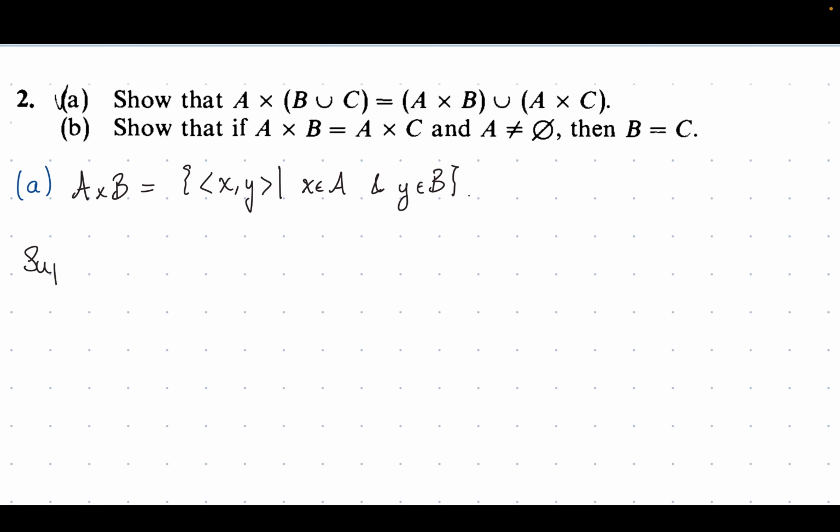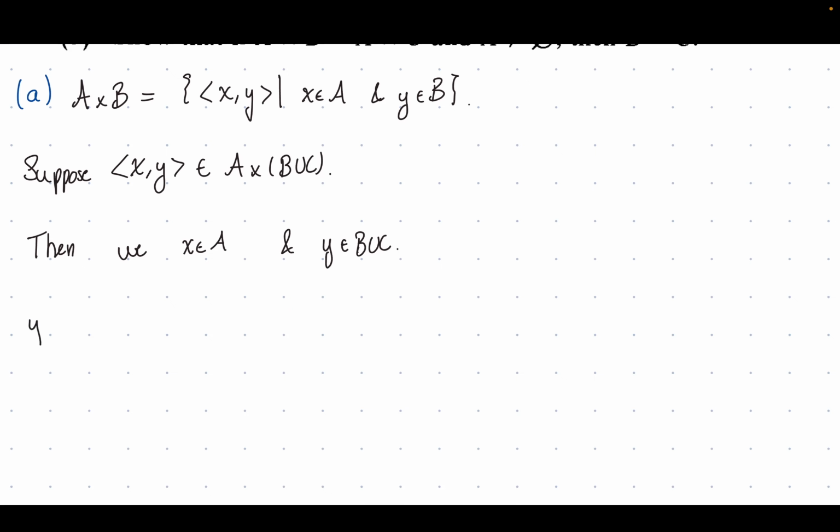So let's suppose that (x, y) is in A cross (B union C). Then by definition we have that x is in A and y is in B union C. Y is in B union C means that y is in B or y is in C or both.